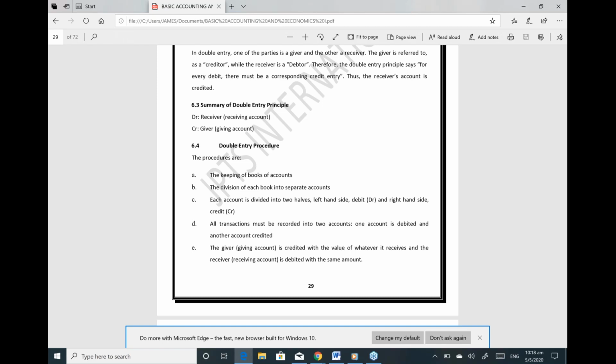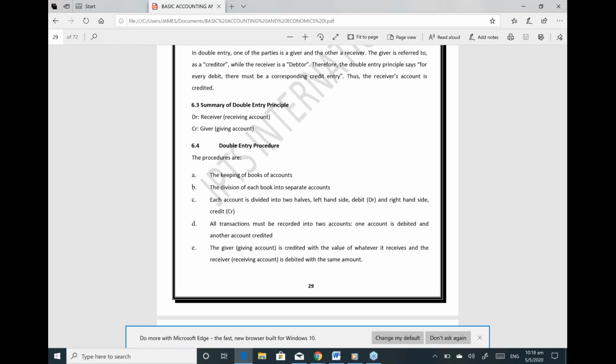Then the double entry principles. These principles are, A, the keeping of books of accounts. That means there are books of account with names like your sales day book and your purchase day journal. All these are your bookkeeping. We call them the books of original entry, or books of subsidiary, where day-to-day entries are being made, day-to-day sales are being made.